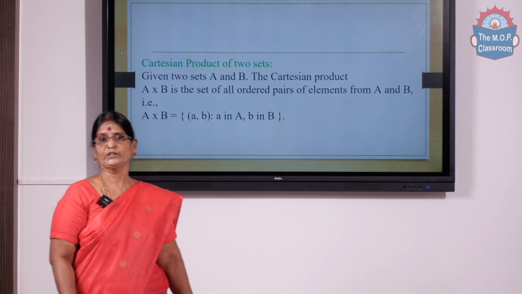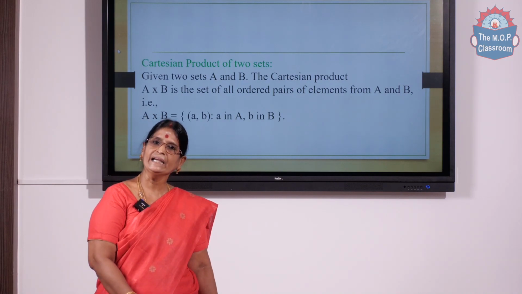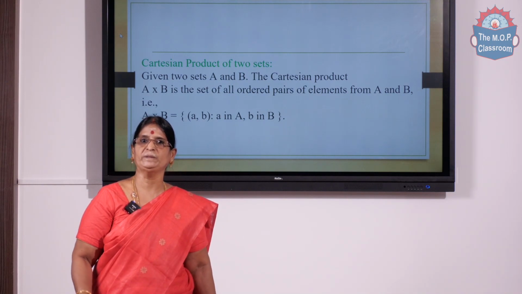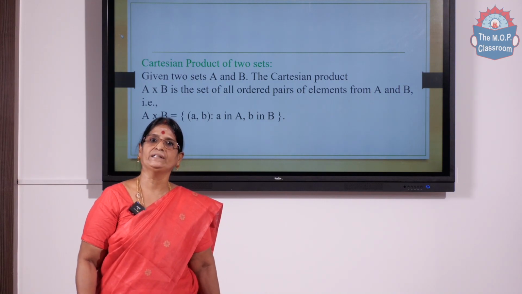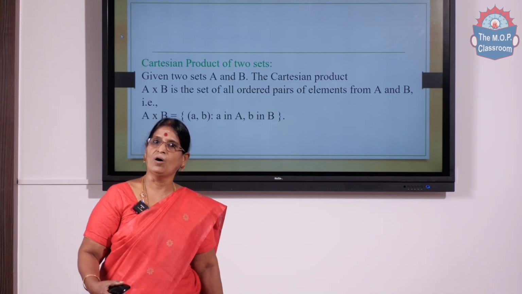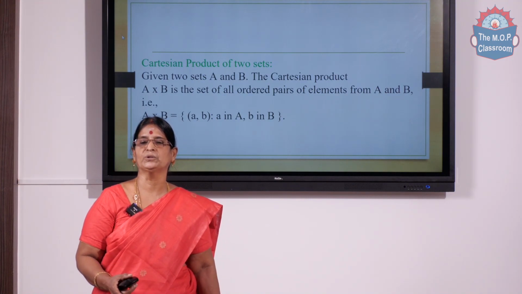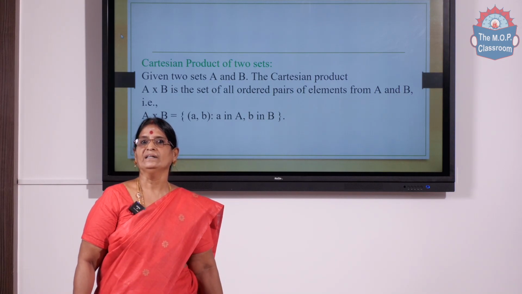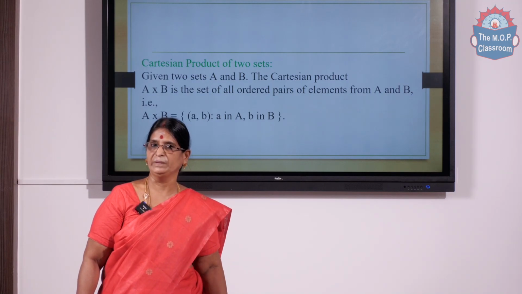Next, the Cartesian product of two sets A and B. Suppose we are given two sets A and B. The Cartesian product is denoted by the symbol A cross B. It consists of the set of all ordered pairs. When it comes to the Cartesian product of three sets A, B, C, it is the set of all triplets. So, A cross B consists of the set of all ordered pairs (a, b), where a is in set A and b is in set B.